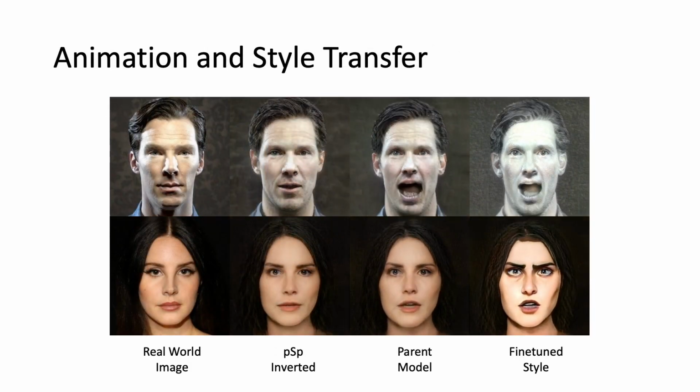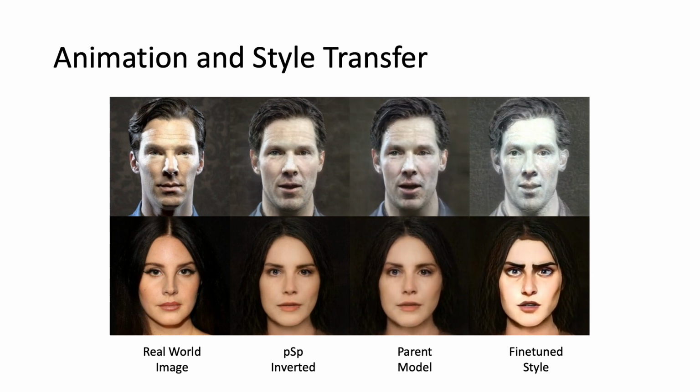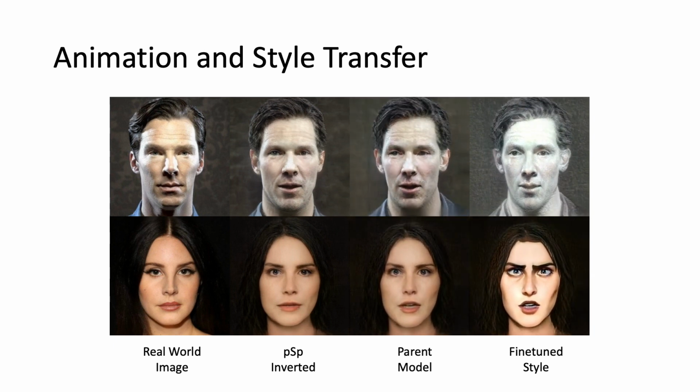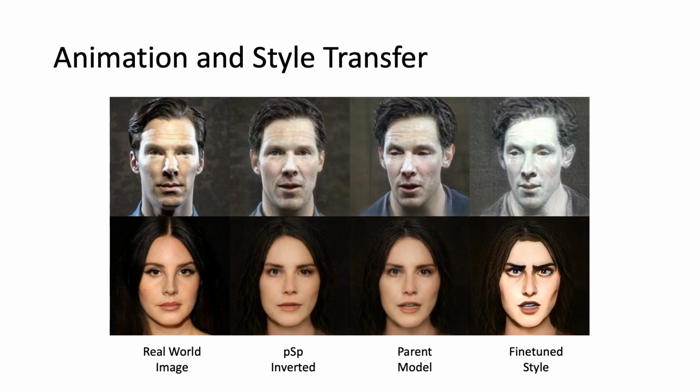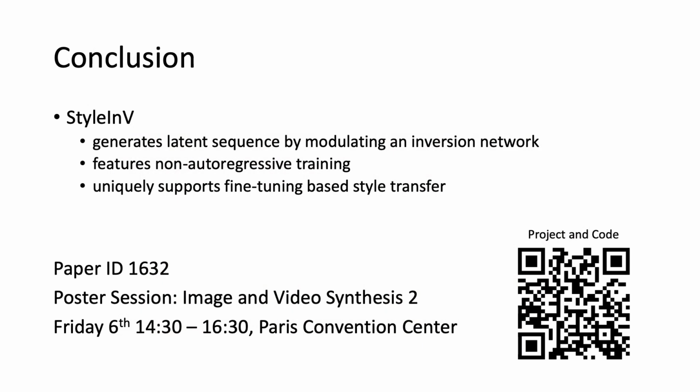Our framework also supports animating a real-world image. The image is first inverted into StyleGAN latent space with a pSp encoder, then applied in our pipeline. To conclude, StyleInV generates latent sequence of a video by modulating an inversion encoder. It features non-autoregressive training and uniquely supports the fine-tuning-based style transfer.